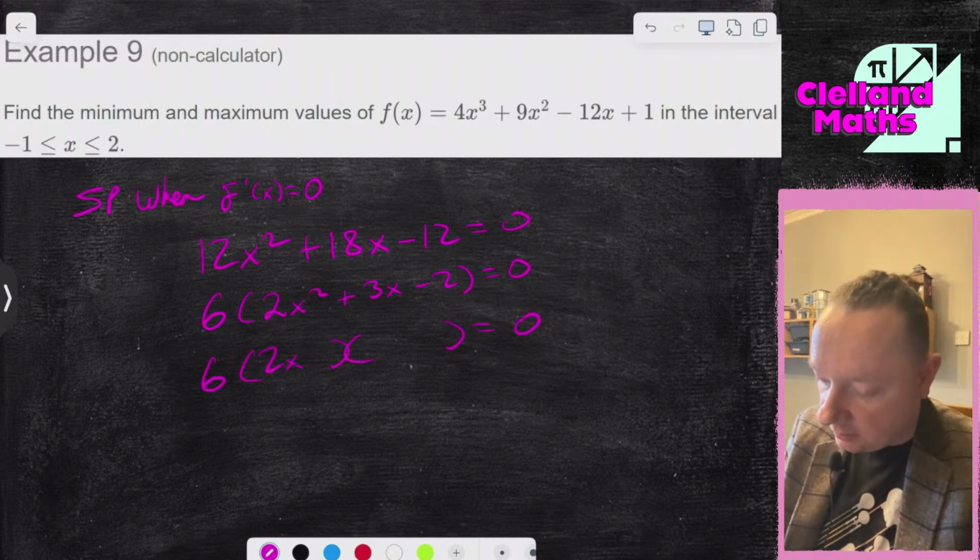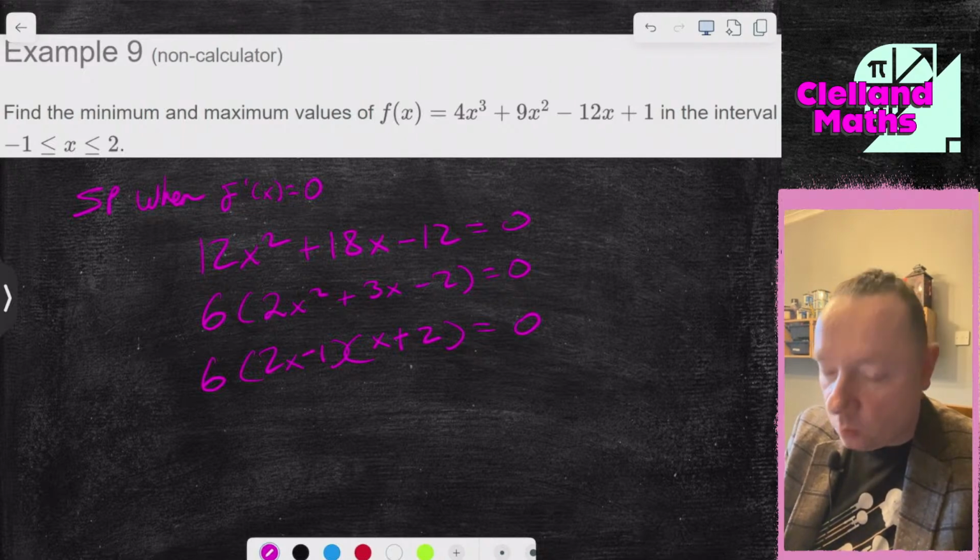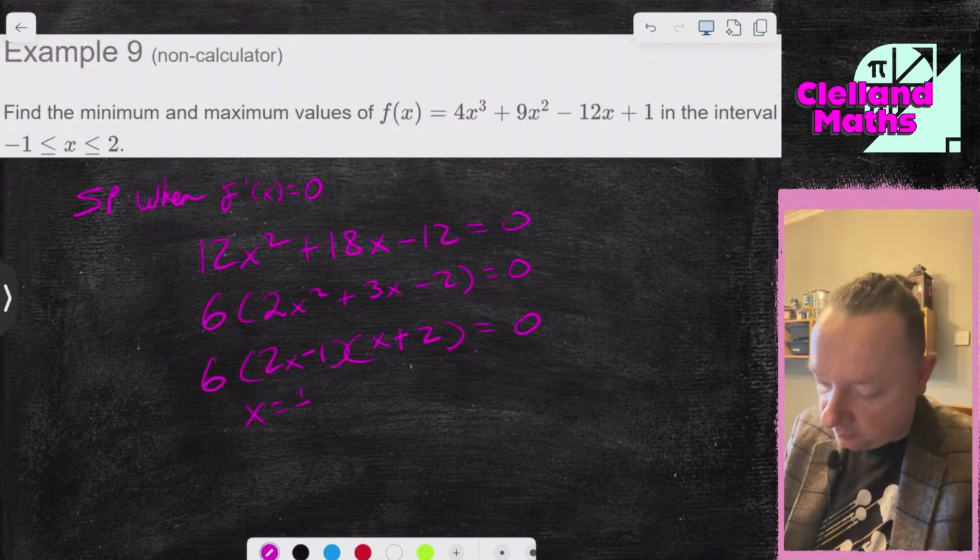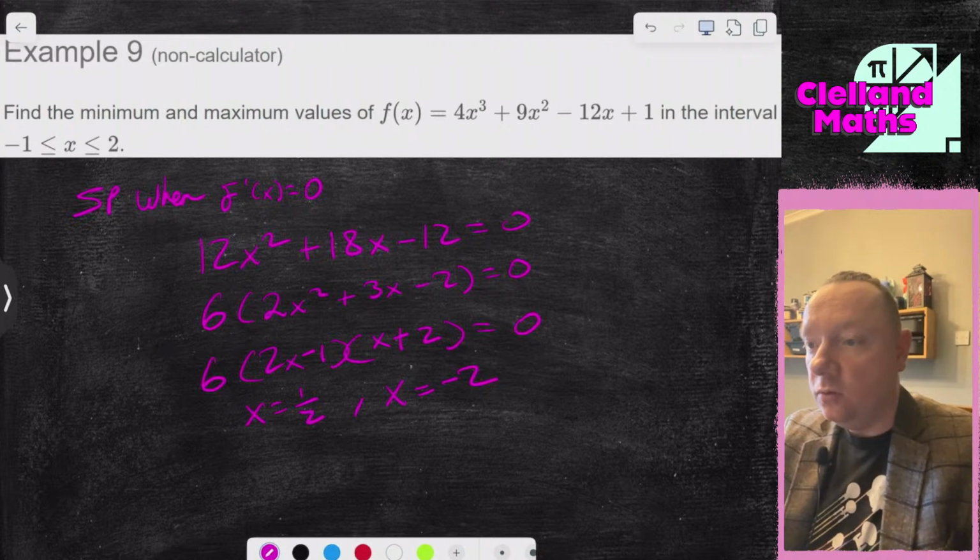We've got 2x and x. 2 2s is 4 and 1 is 3. So I just need to get my signs right. Plus 4 minus 1. So that means that 2x minus 1 is 0, so x is a half. Or x is minus 2. So we get there so far. x is a half and x is minus 2.